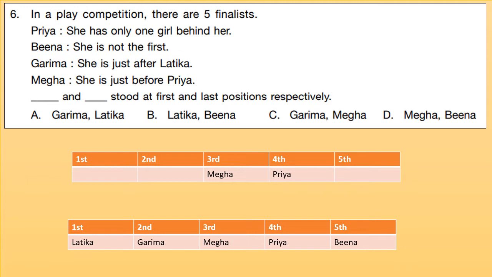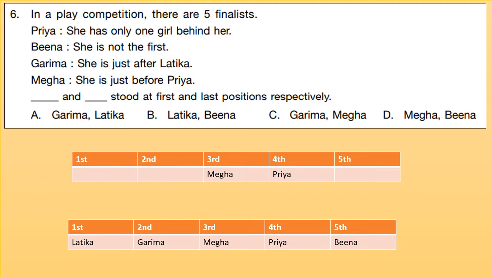So Priya will be at fourth position since only one girl is behind her. Now Bina, she is not the first, but we don't know where she is standing right now. Now for Garima, she is just after Latika, so we don't know her position also. Now Megha, she is just before Priya.